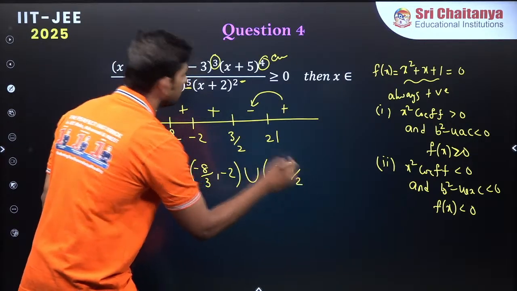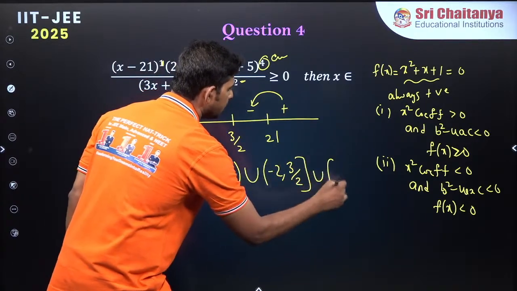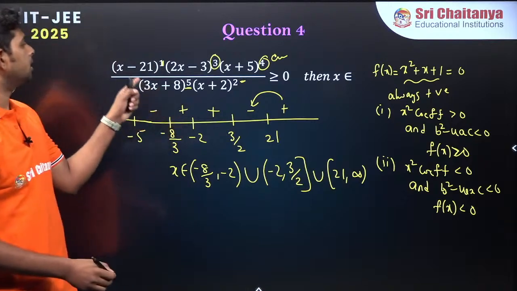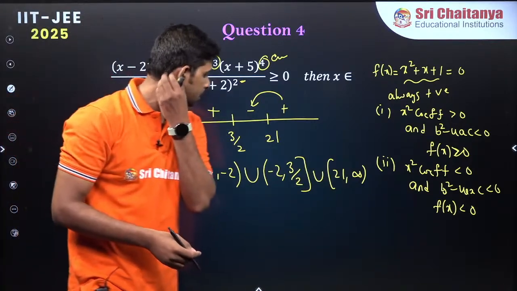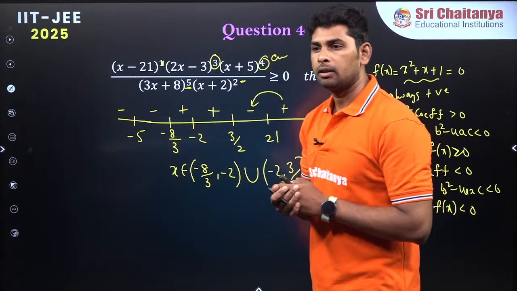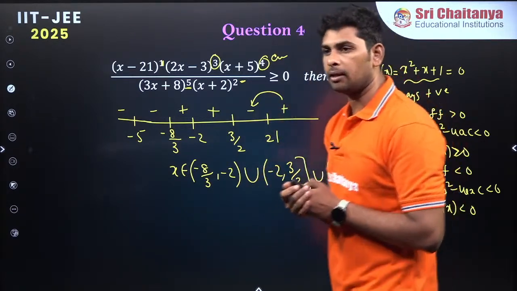Can we include 3 by 2? Yes, it is in the numerator. We can include that. Union, after that 21 to infinity. 21 is also included here because it is in the numerator. Right? Sujata, very nice, you have got the answer. You can see that minus 8 by 3.